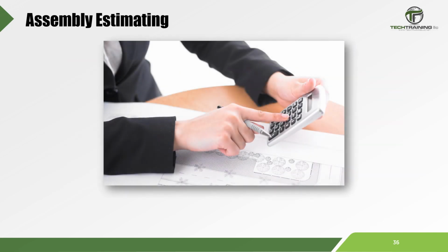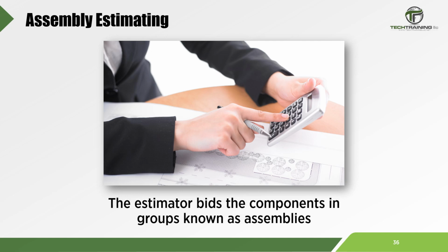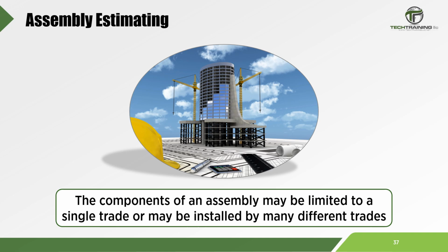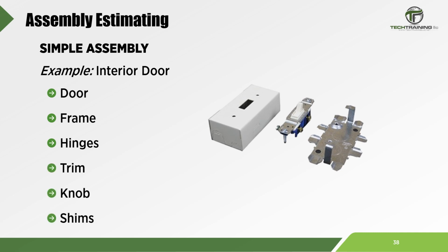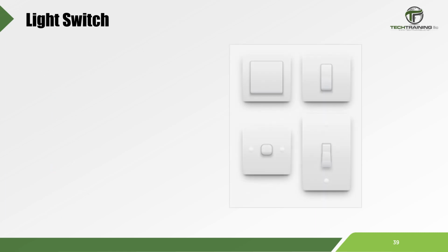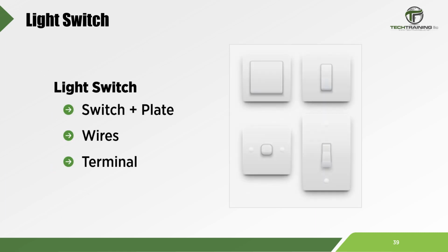Next are assembly estimates. In an assembly estimate, rather than bidding each individual component of the project, the estimator will put components into groups known as assemblies. The components of an assembly may be limited to a single trade or may be installed by many different trades. For example, an interior door assembly might include the door, frame, hinges, trim, doorknob, shims, and nails, and the quantity of each part necessary to complete the work. When creating an assembly estimate, it would be listed simply as an interior door, instead of each individual part needed. Another example would be a light switch which consists of many different parts. However, in the assembly estimate, it would be simply listed as a light switch.